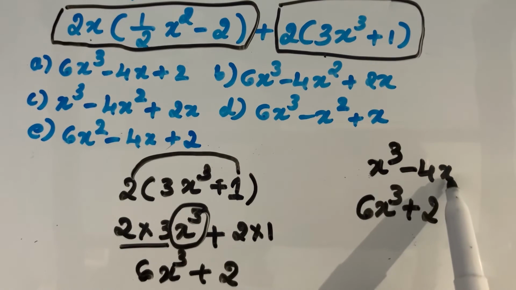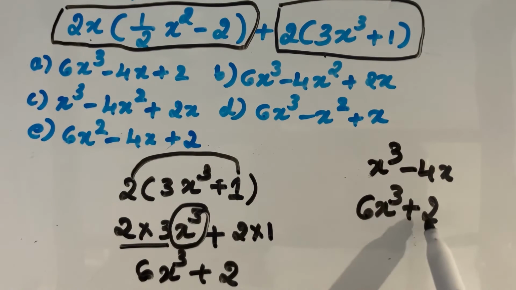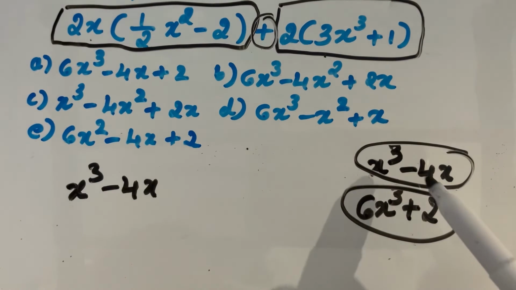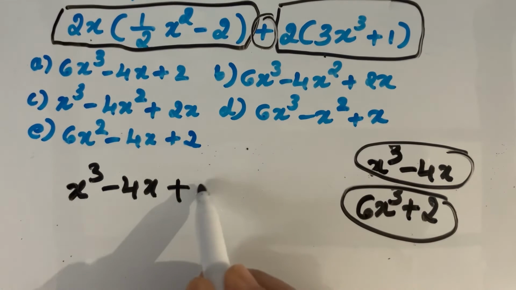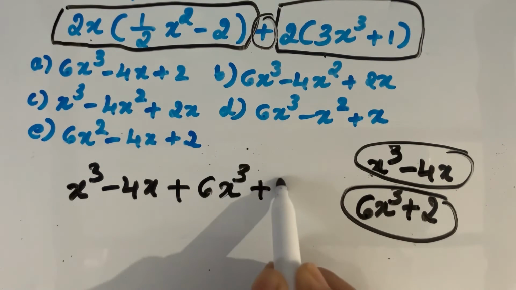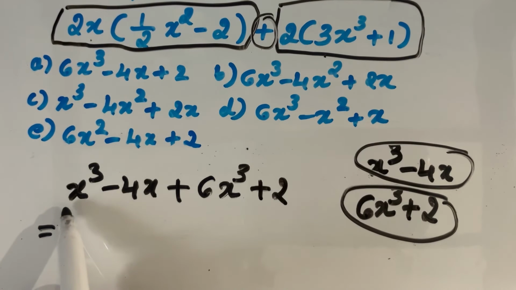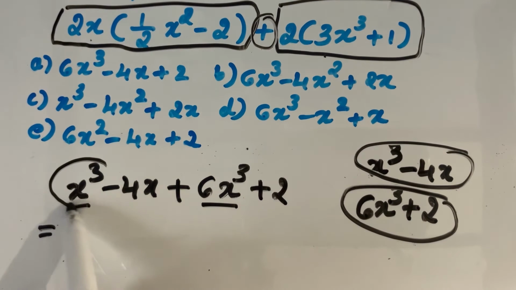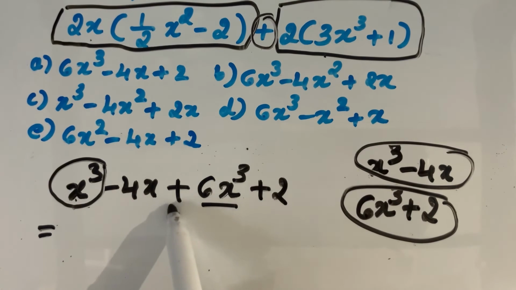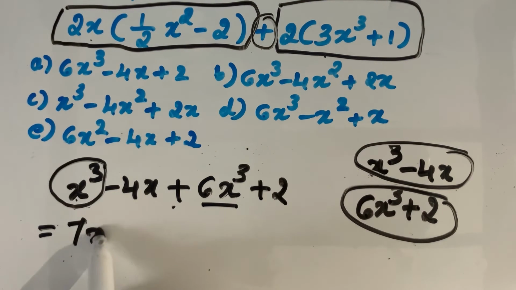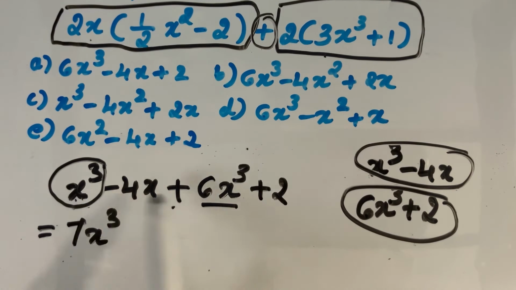First part x cube minus 4x. Second part 6x cube plus 2. Now we have to add both of them, x cube minus 4x plus 6x cube plus 2. Now we have x cube plus 6x cube. X cube terms, we have here 1x cube and 6x cube. First let's add the x cube terms, that is 1x cube plus 6x cube, which is 7x cube.